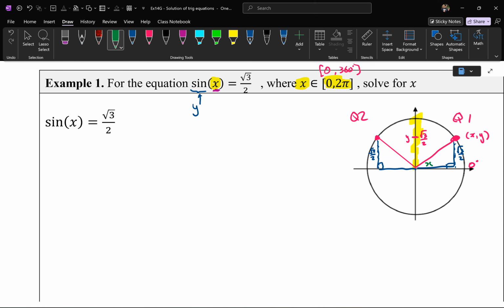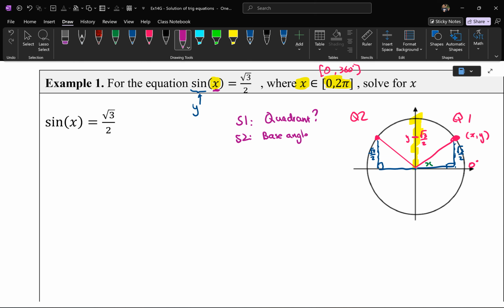You can use your tables if you need, but those who can remember. So the first step was step 1. I'm going to write here. Step 1 was which quadrant? So you do quadrant, question mark. Okay. Step 2 was what's the base angle?